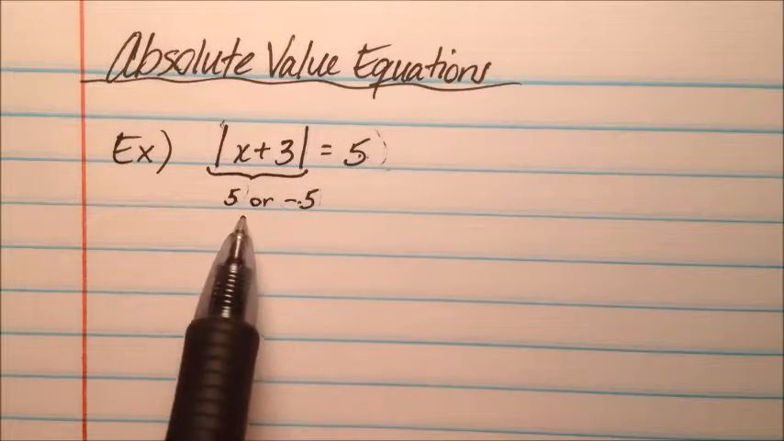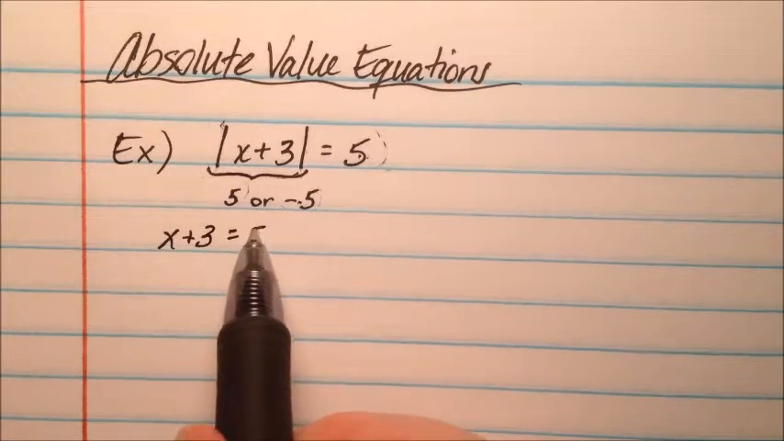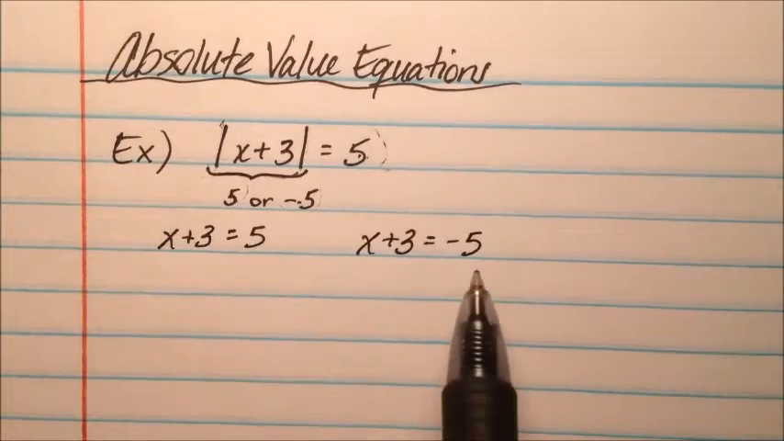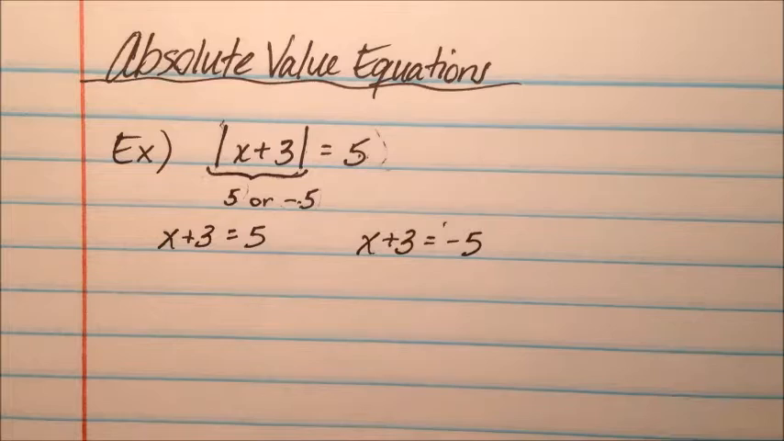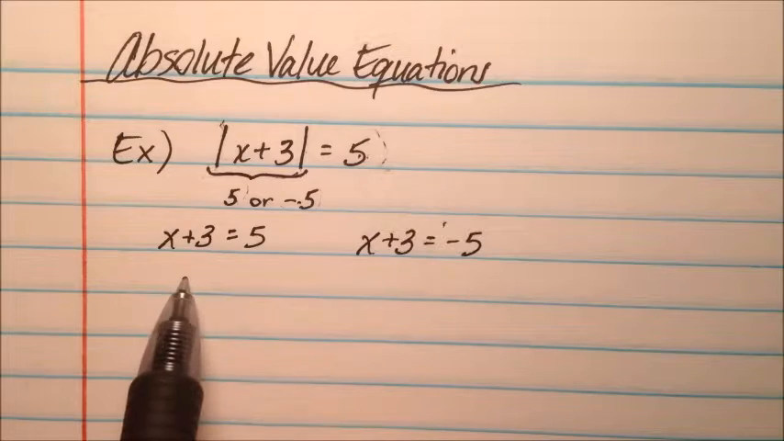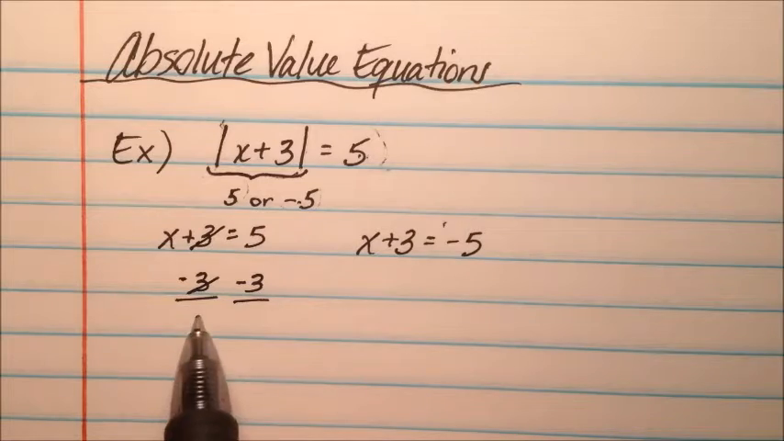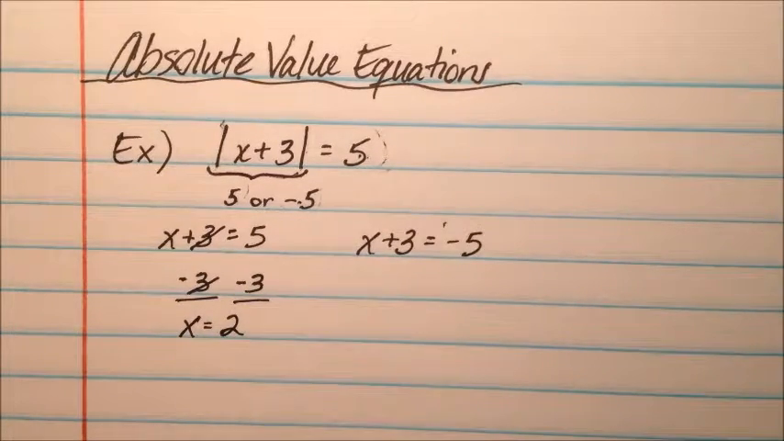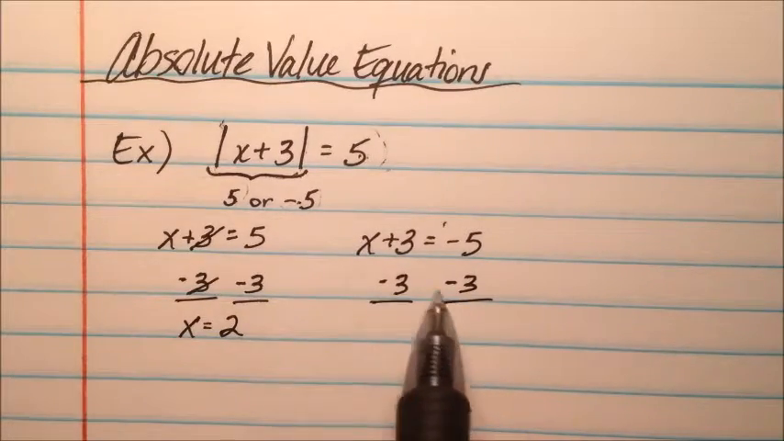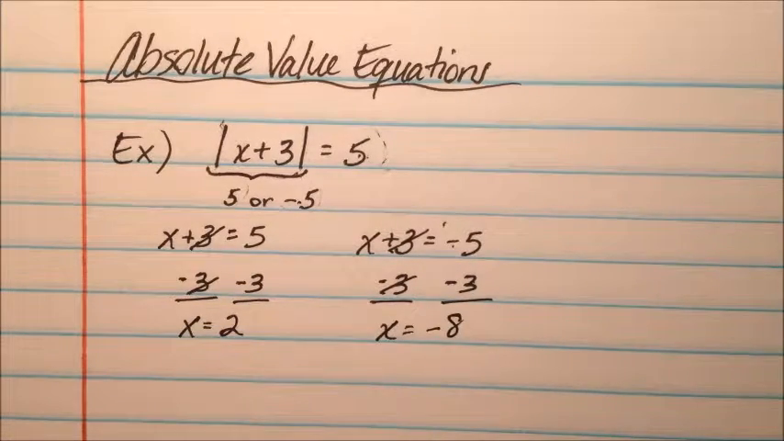But anyway, I'm going to take my absolute value expression. I'm going to say x plus 3 equals 5, just like I have written. Or I'm going to say x plus 3 equals negative 5, because the absolute value of this negative 5 would also be 5, as I've said. So we're going to solve these two equations independently from one another. I'm going to subtract 3 from both sides. My 3's cancel, and x is going to be 5 minus 3, which is 2. On the right side, I'm going to subtract 3 from both sides here, and my 3's cancel, and my x is going to be negative 5 minus 3, which is negative 8.